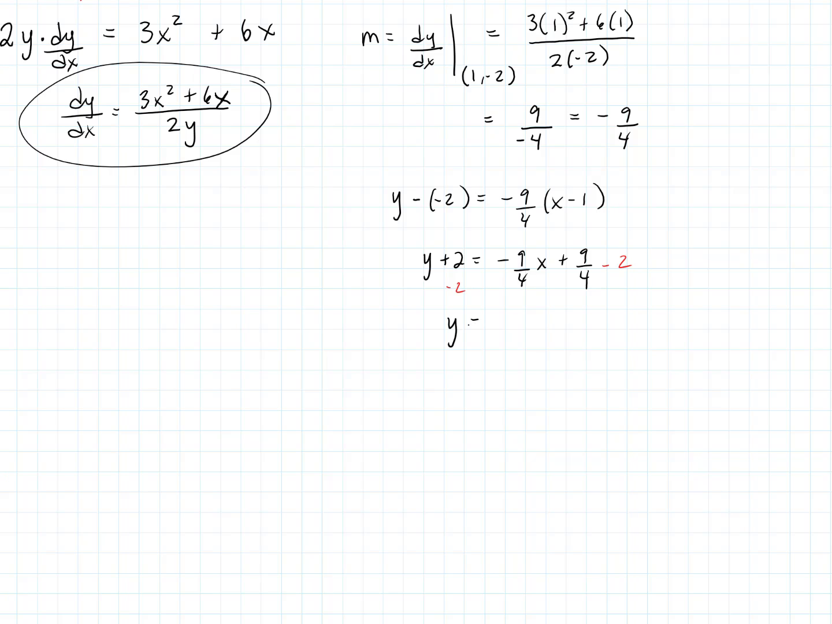And we'll find that y is equal to -9/4 x. Let's see, that would be 8/4, so 1/4. And so the equation of my tangent line is y = -9/4 x + 1/4. And there's our final answer. And look at how nice that was, right?